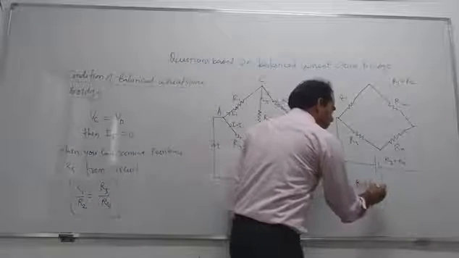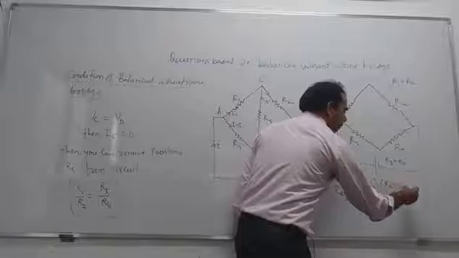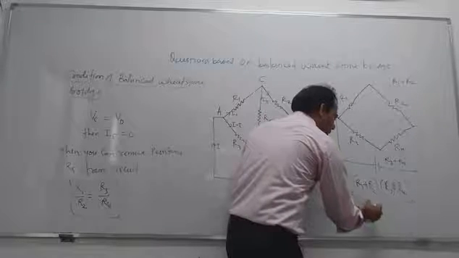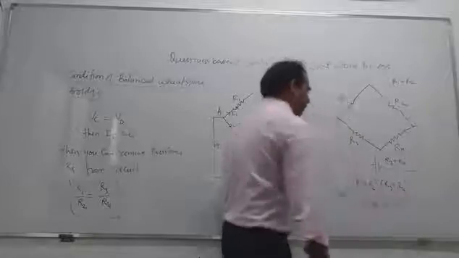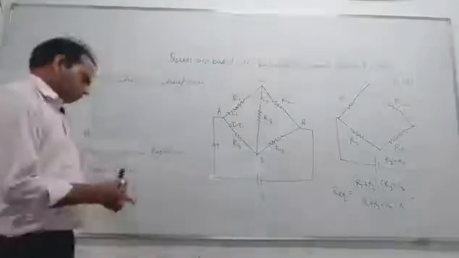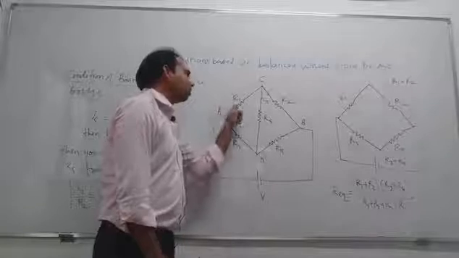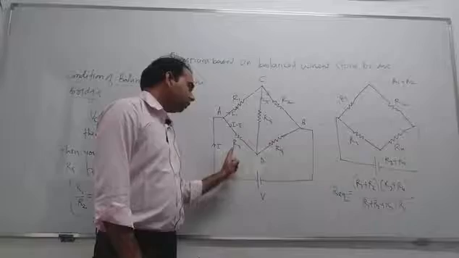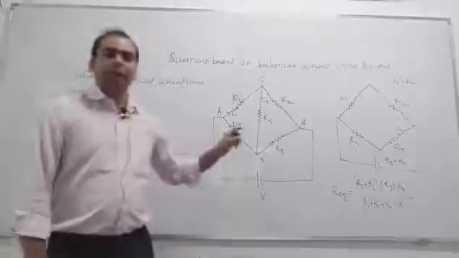(R1 plus R2) into (R3 plus R4), and upon the sum of this and this. So this is R1 plus R2 plus R3 plus R4, correct? So this is the equivalent resistance of the circuit. So when the ratio of R1 to R2 is equal to the ratio of R3 to R4, then you can say the bridge is a balanced bridge.